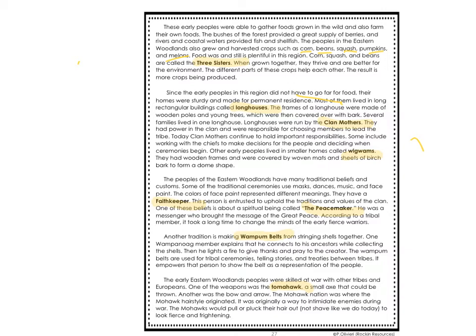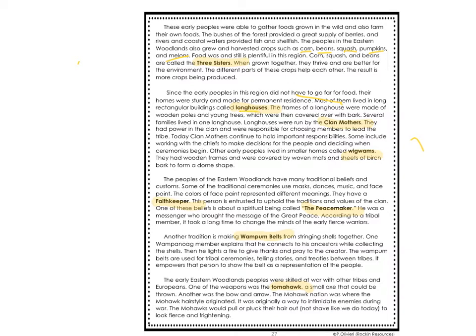Corn, squash, and beans are called the three sisters. When grown together, they thrive and are better for the environment. The different parts of these crops help each other. The result is more crops being produced. Since the early peoples of this region did not have to go far for food, their homes were sturdy and made for permanent residence. Most of them lived in long rectangular buildings called longhouses.